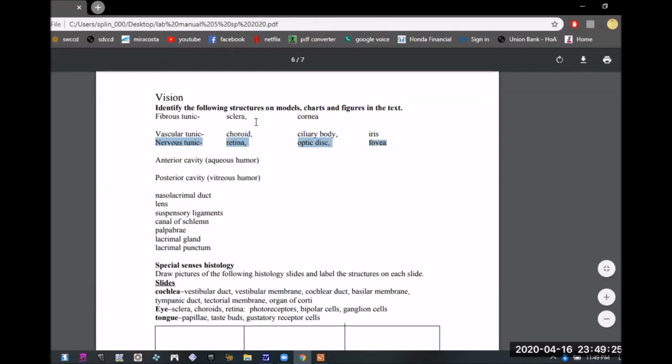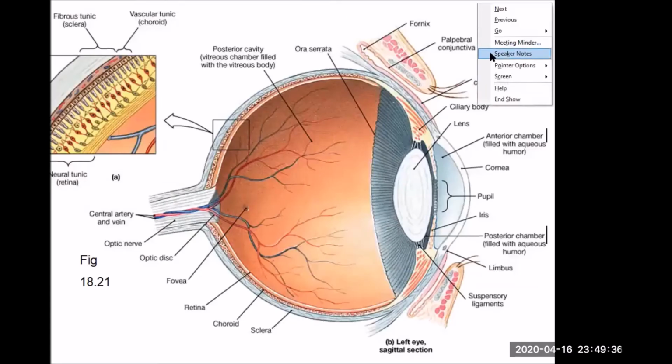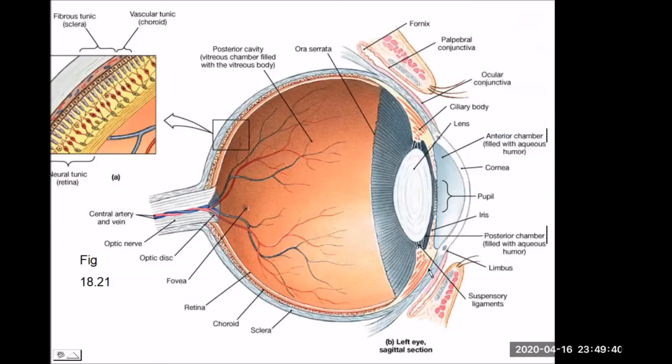So let's begin there, and we can start with an image from the textbook. To begin with the fibrous tunic, the superficial surface of the eye, in the anterior portion there's the clear cornea, as well as the majority being made of the white sclera.